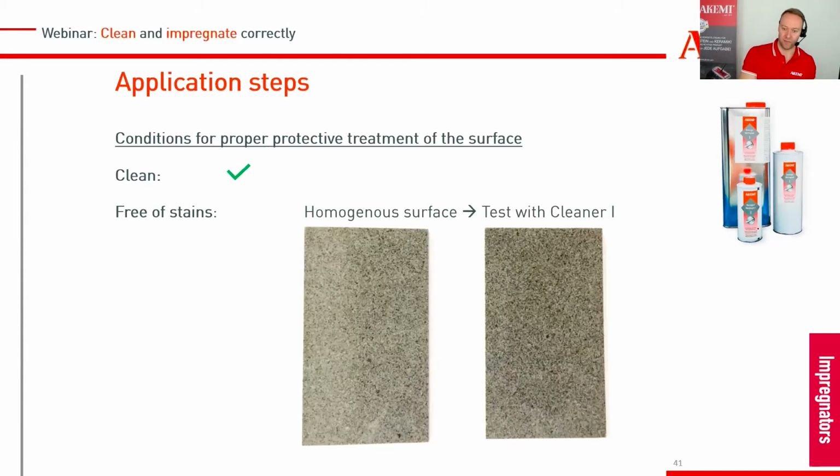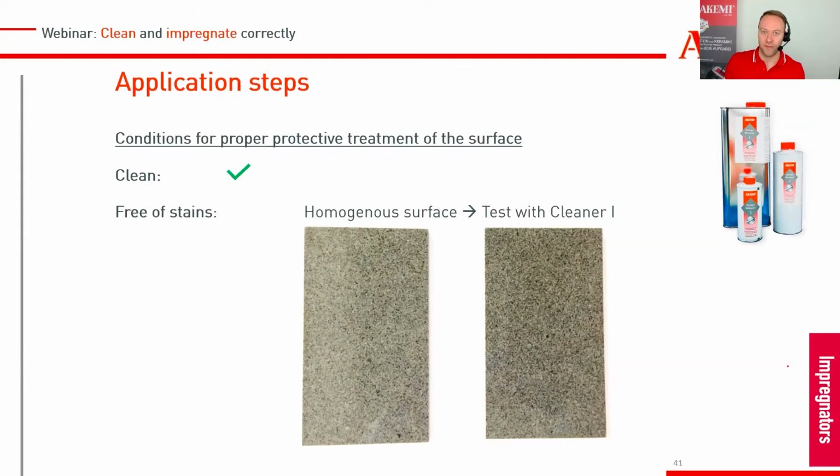No visible stainings, but there are also invisible stainings. When you see these two types of stones here, these tiles, they look alike, both clean, homogeneous, no stainings. But then you apply, for example, a color intensifier or a darkener impregnation, which enhances the color of the stone, and then suddenly you see, oh, there's something bad happening.